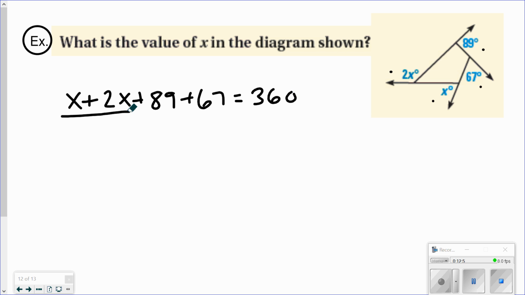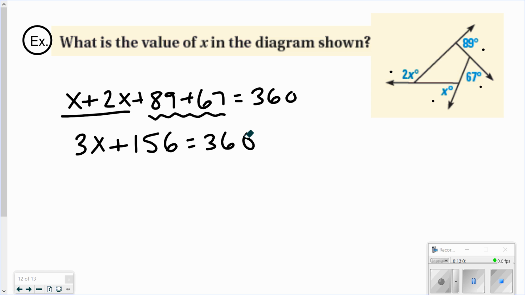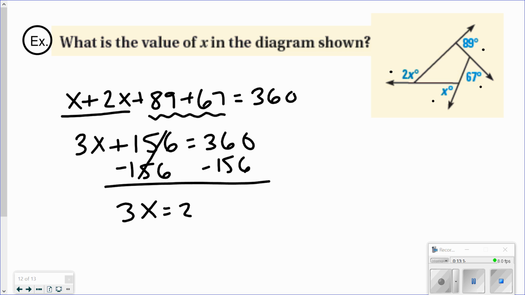Let's combine our like terms. 1x plus 2x is 3x. 89 plus 67 gives me 156. We know it's equal to 360. Subtract 156 from each side. I get 3x is equal to 204. Divide by 3, divide by 3. We end up getting that x is equal to 68.